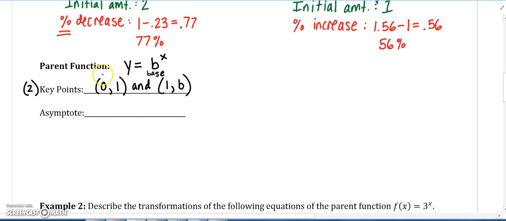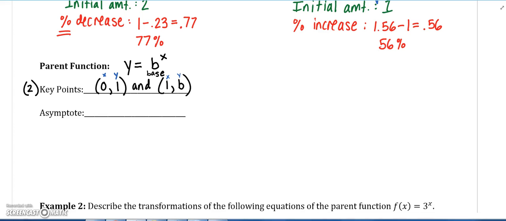Does that make sense why those would be points? Let's check. So remember, this is x and this is y. So if I plug 0 in for x, we get b to the 0. Well, what's anything to the 0 power? Just 1. So that one makes sense. And same idea here. This 1 would be x, b would be y. If I plug 1 in for x, I would get b to the 1st. Well, that's just b. So these points should make sense.